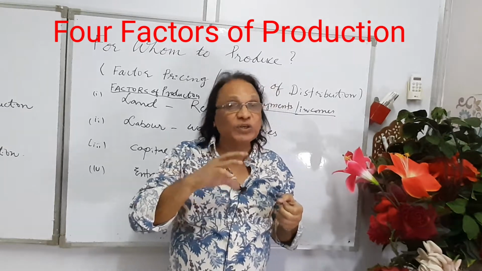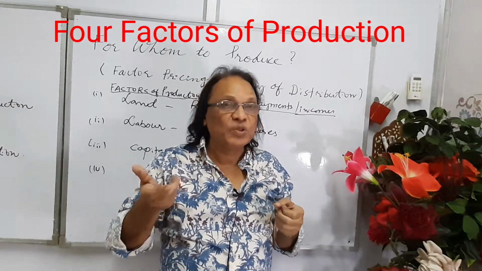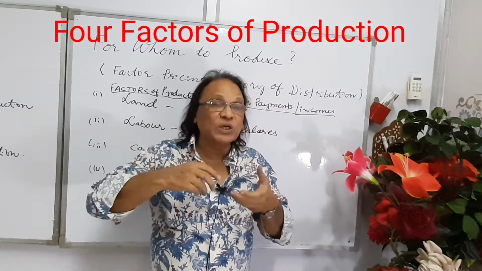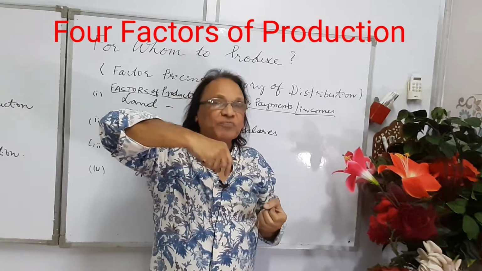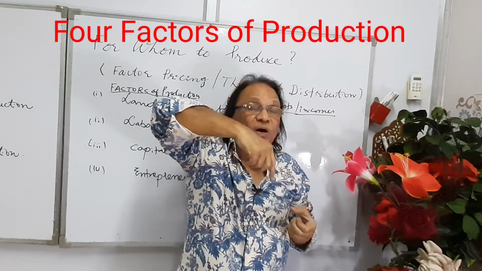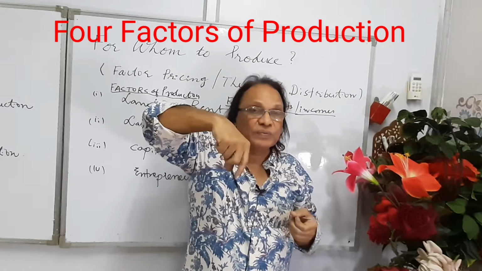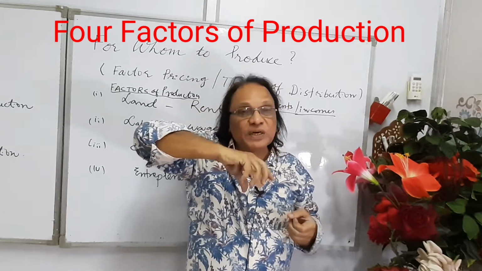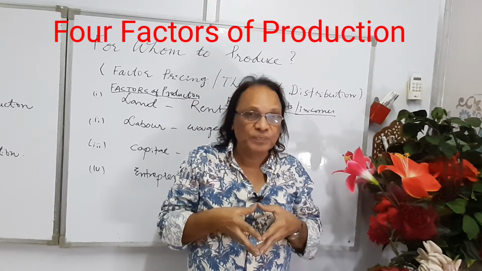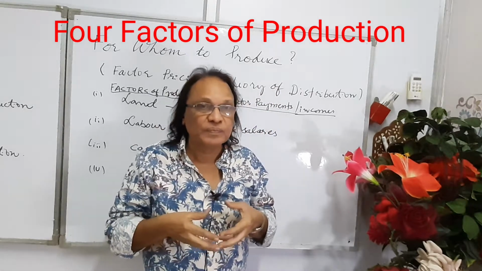Whether you're producing luxury goods or necessities, you need these four factors of production. So when you produce any commodity, whether it is a car, a mobile phone, food grains, clothes, or anything else, we need these four factors: land, labor, capital, entrepreneurship. So obviously they have a share in it.